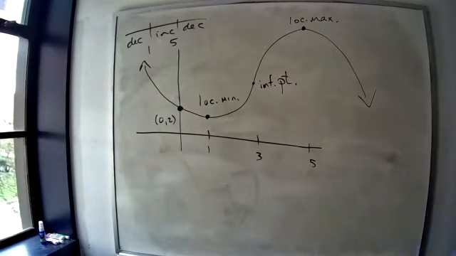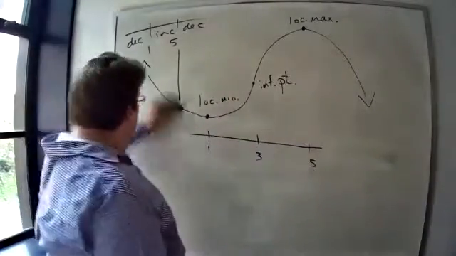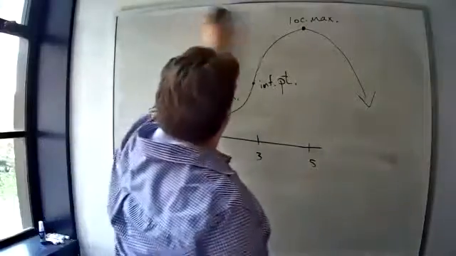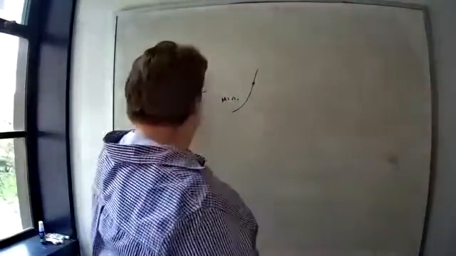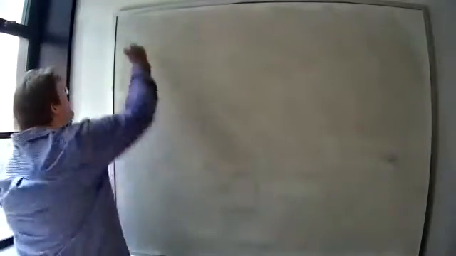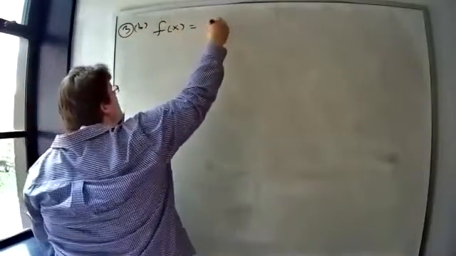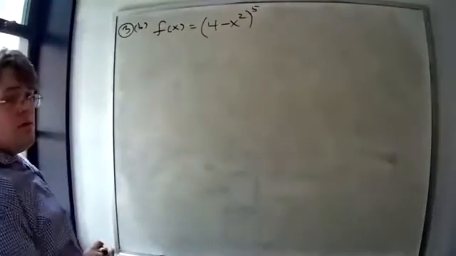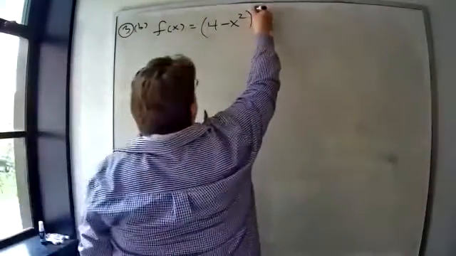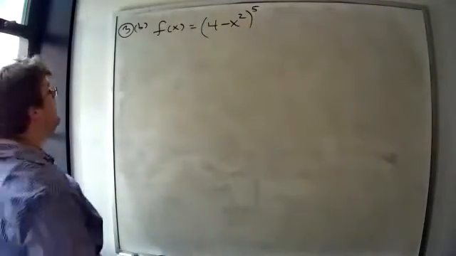Okay, so 3B, a little more complicated because the derivative computations are a little more complicated. But the first and second derivative analysis, the logic behind it is still the same. So here we have 3 and B. F of x is 4 minus x squared to the 5th. So again, we're going to need the first derivative where it's 0, second derivative where it's 0, and we'll go from there.